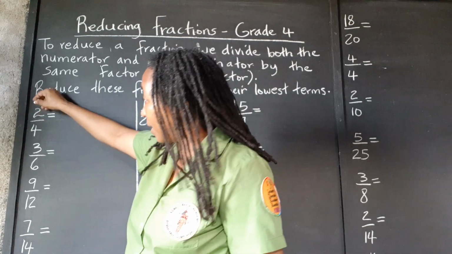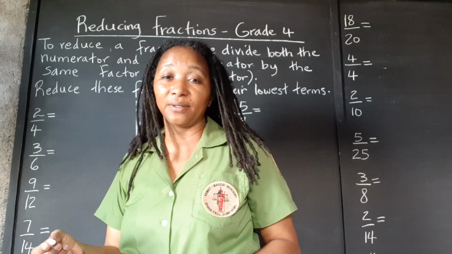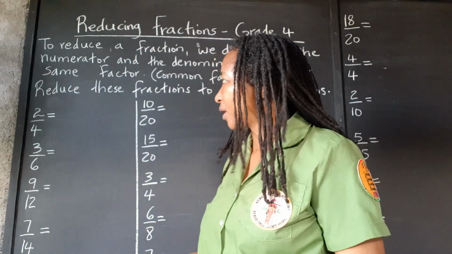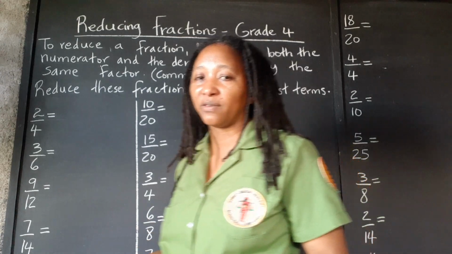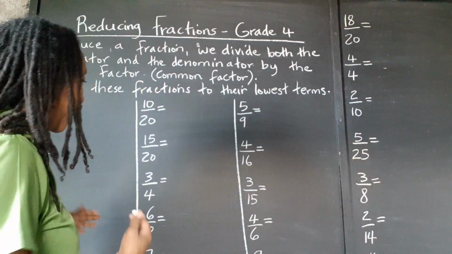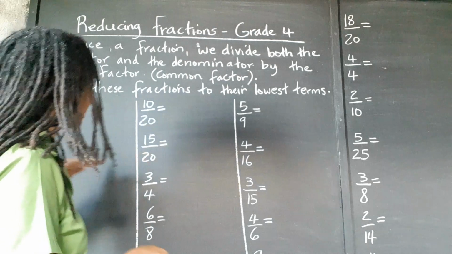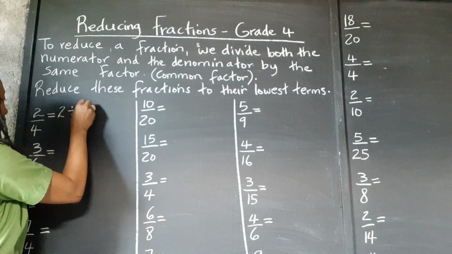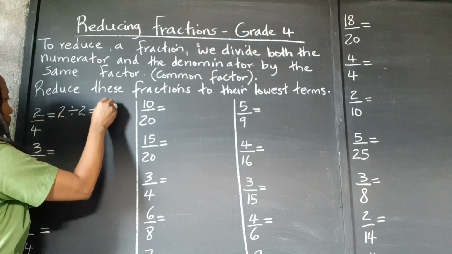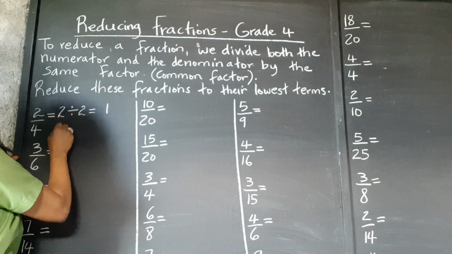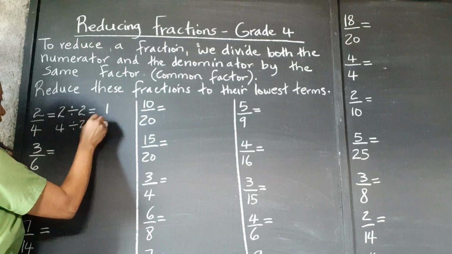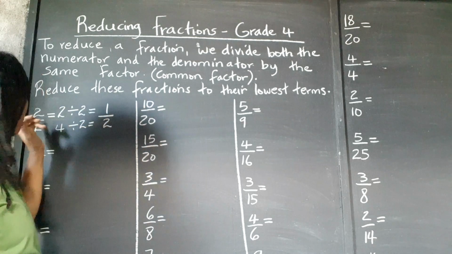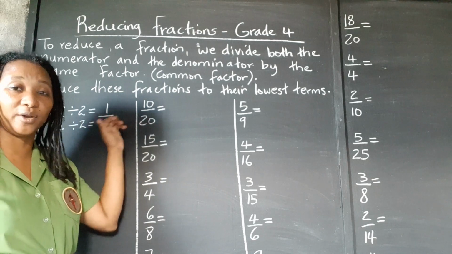2 can go into 2. So what we do when we divide, we cross through the number. You don't have to. I'm going to show you another way of doing it without crossing through. But I am going to be crossing through. But here's another way you can do it. You can say 2 divided by 2 gives 1, and 4 divided by 2 gives 2. So we have reduced 2 over 4, it is now 1 over 2.